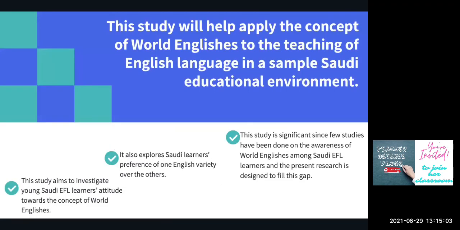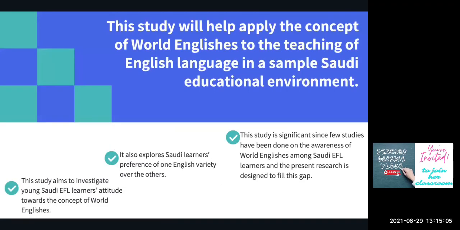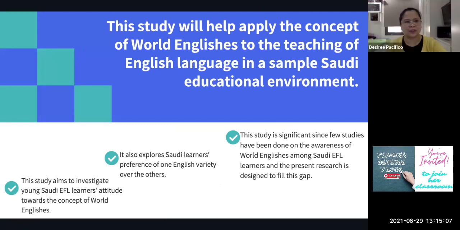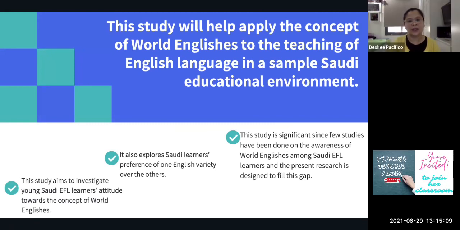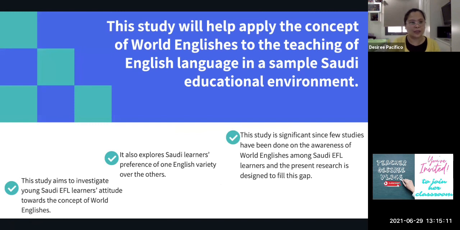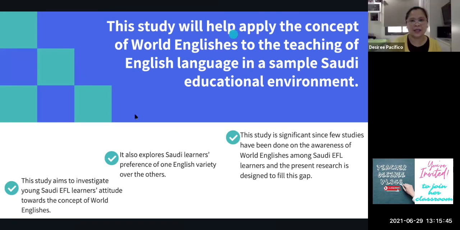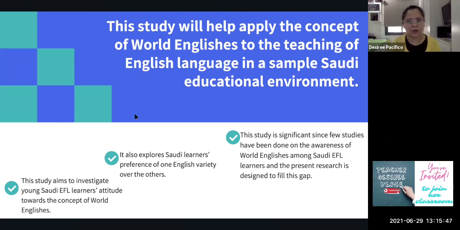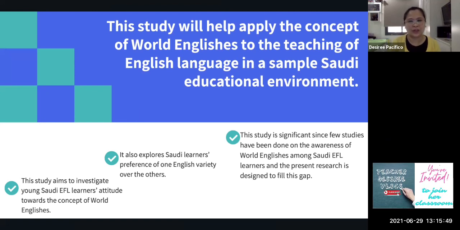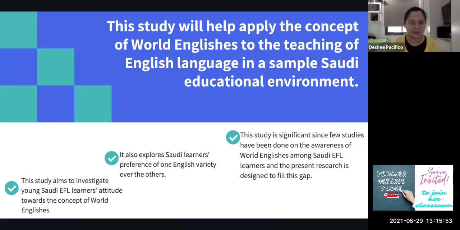Why is this important? This research is important for Saudi students because it will help apply the concept of world Englishes to the teaching of the English language in a sample Saudi educational environment.